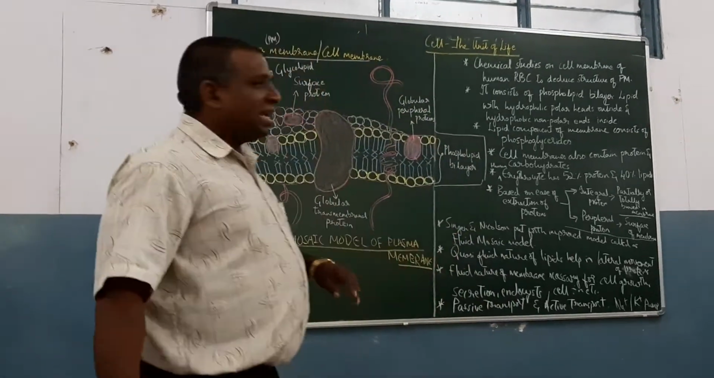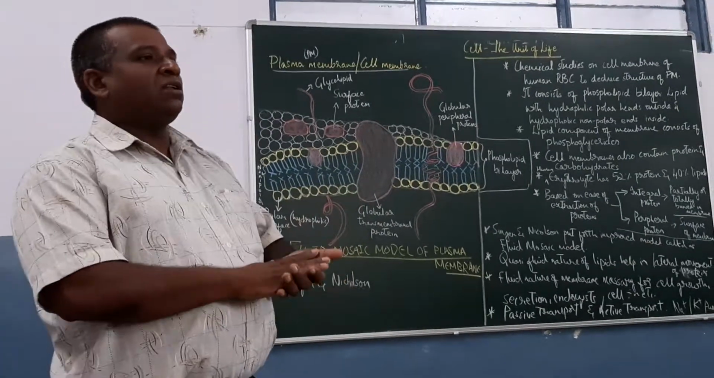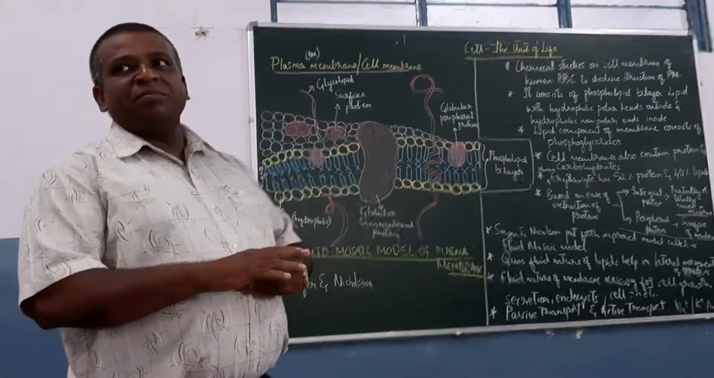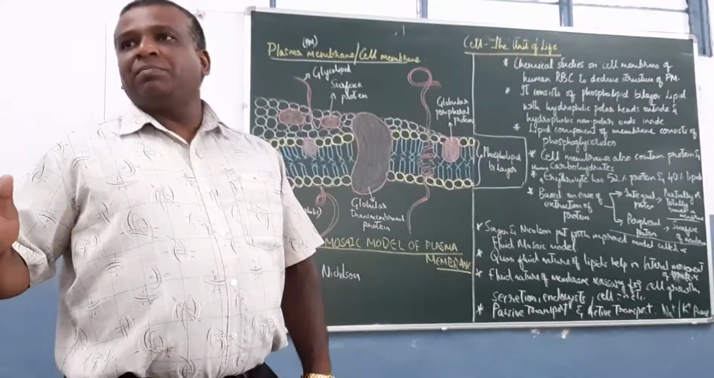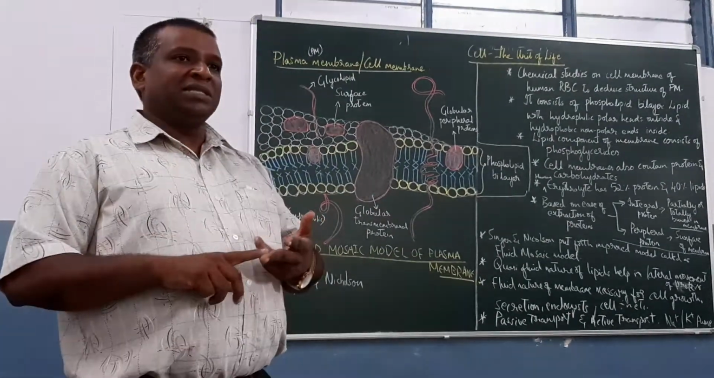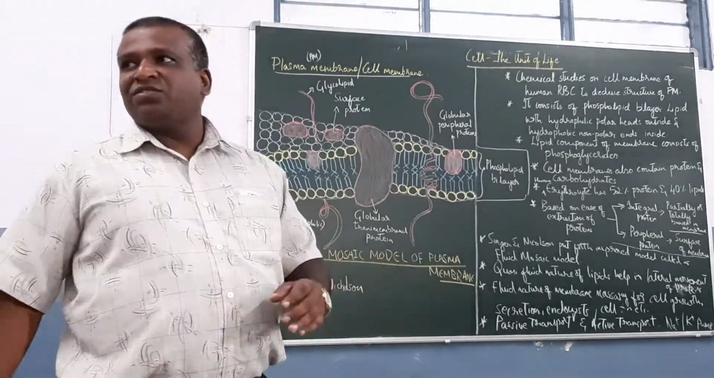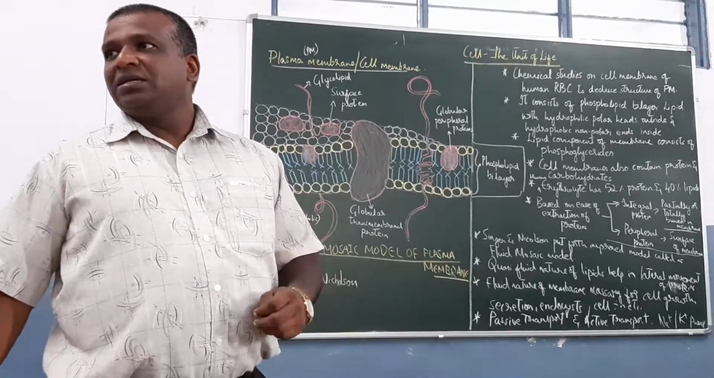So in today's class, we are going to discuss the fluid mosaic model of plasma membrane. Plasma membrane is also called cell membrane. Cell membrane is found both in plants as well as animals. Okay, but cell wall is found only in plants. In the previous class, we had discussed those differences, isn't it?